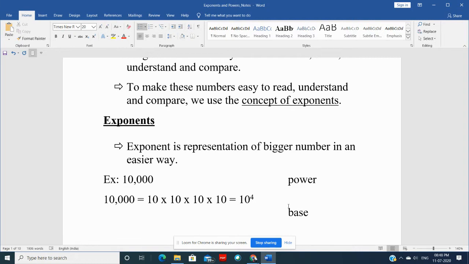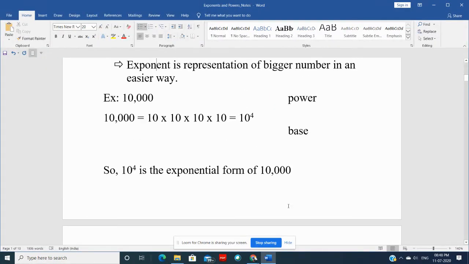So exponent is a representation of bigger number in an easier way, as I just told you, that because of this thing only this concept has come. So exponent is what? It is a representation of bigger number or larger number in a much easier way. For example, see, 10,000. If we take this number 10,000, now there are certain numbers. By multiplying with these numbers, we can get to 10,000, right?